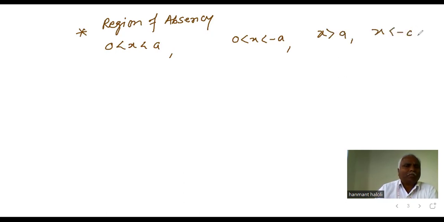Zero is less than x less than a. X is above a, means 0 is less than x less than minus a, or x is greater than a, or x is less than minus a. These are the ranges. Why? Because you got the asymptote here. That's why you got the asymptote.